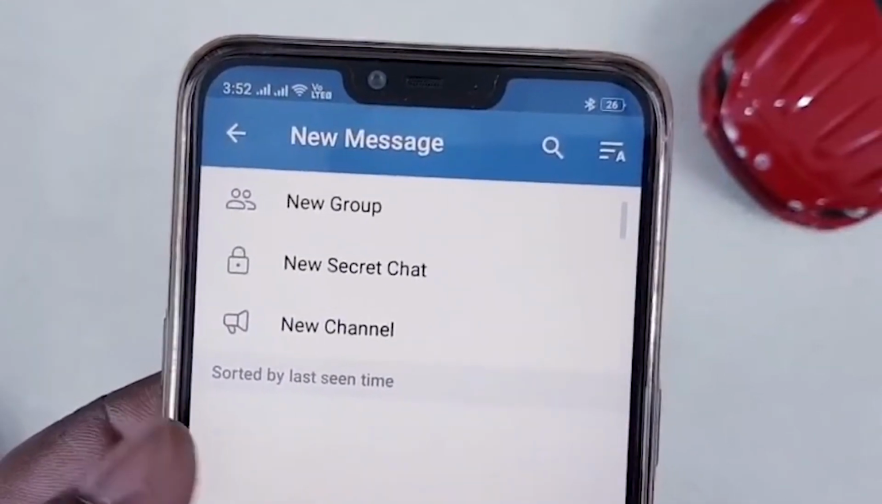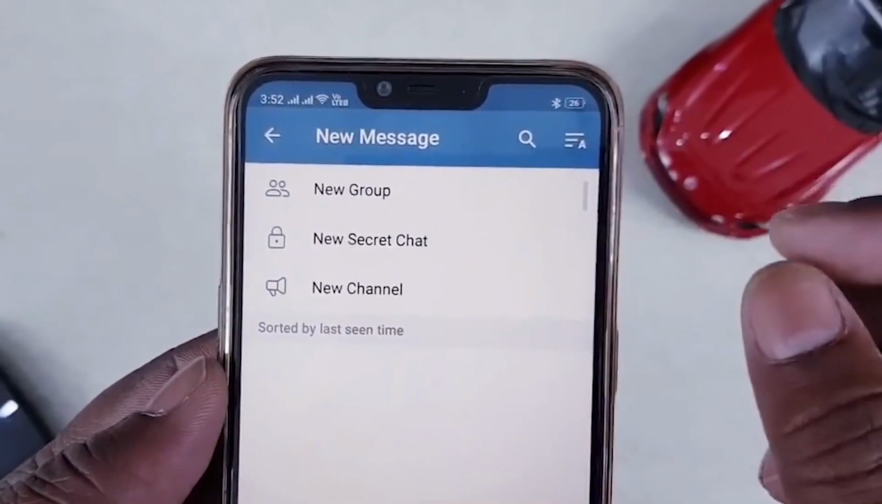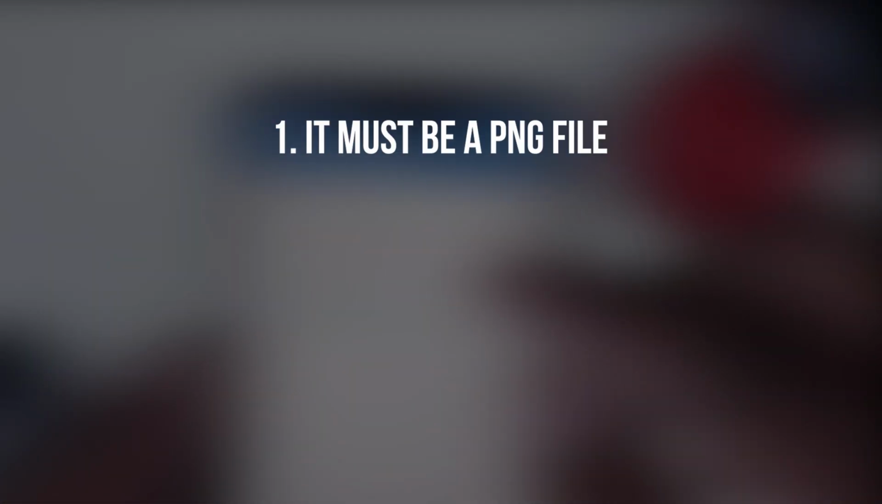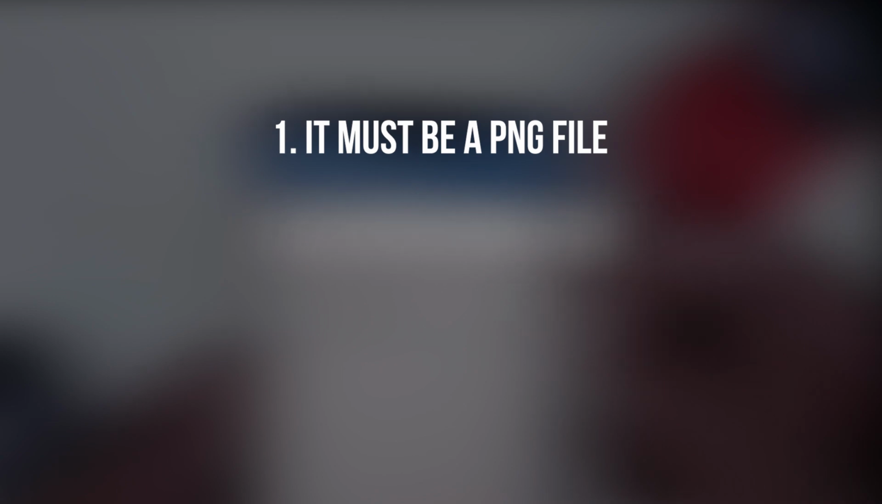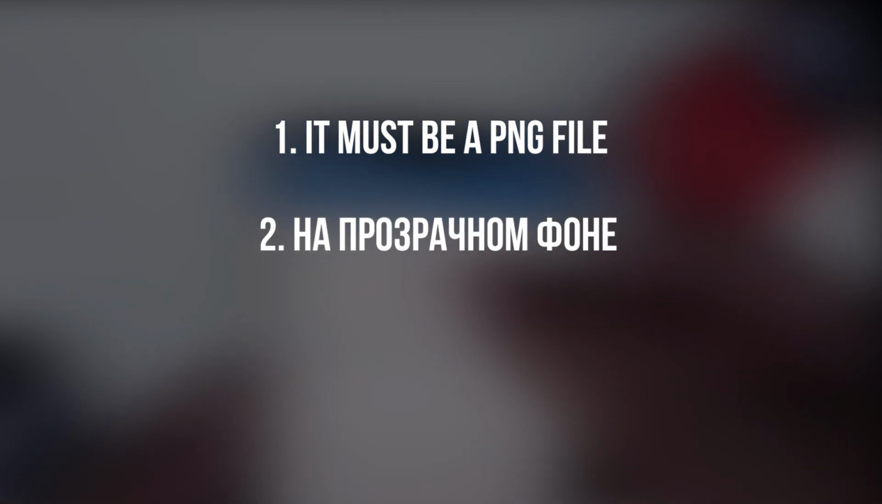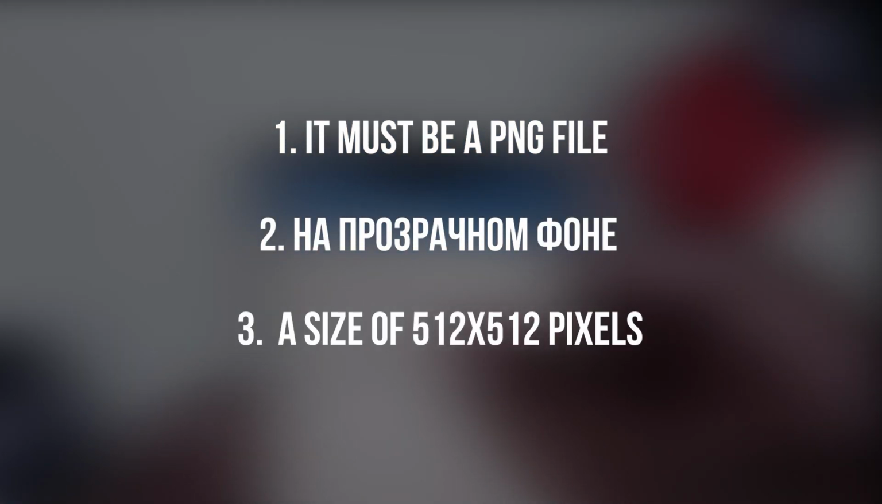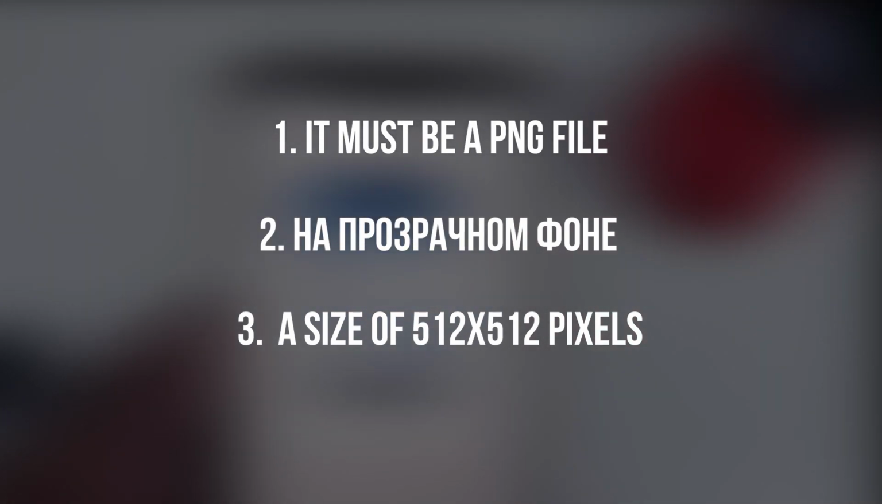To begin with, the sticker in Telegram has certain standards. 1. It must be a PNG file. 2. Have a transparent background. And 3. A size of 512 by 512 pixels.